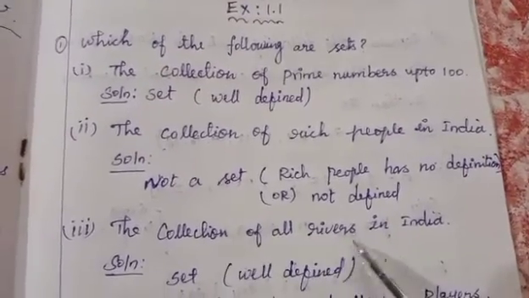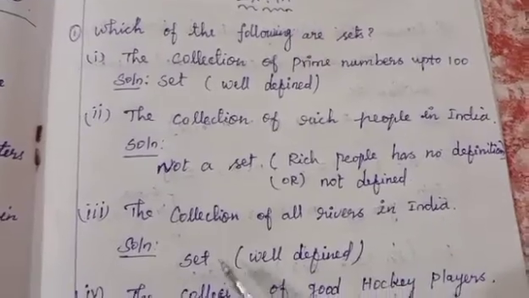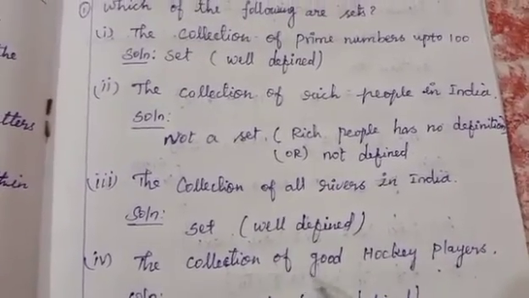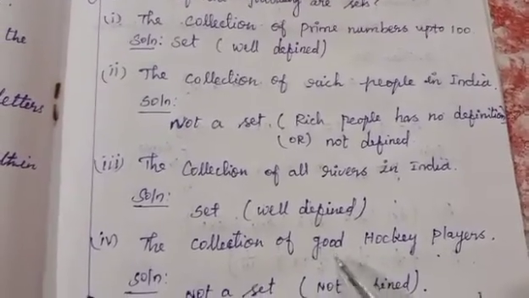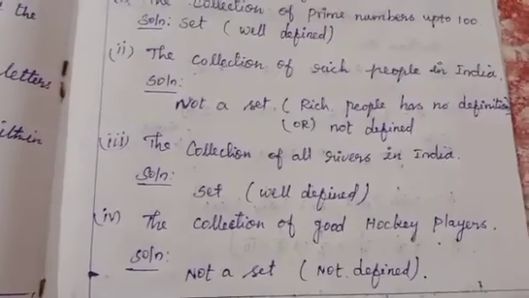The collection of all rivers in India, it is possible to define. Well defined, so it is a set. The collection of good hockey players. Good is related to opinion, so it is not a set. It is not defined, so it is not a set.